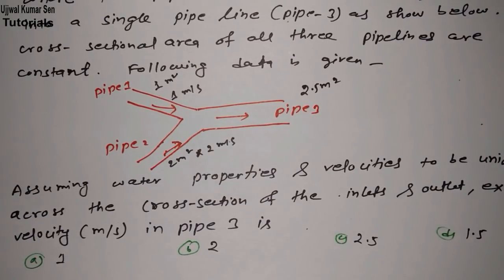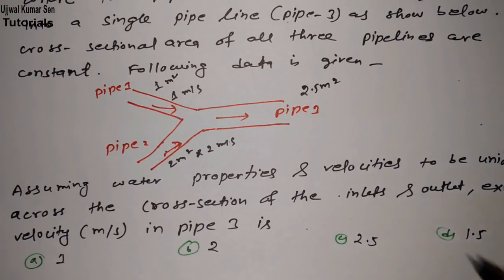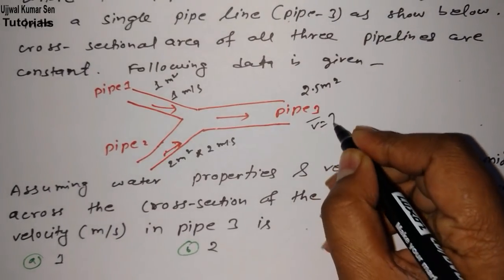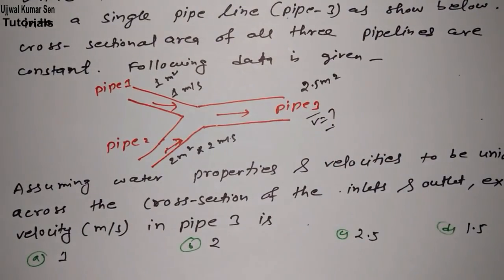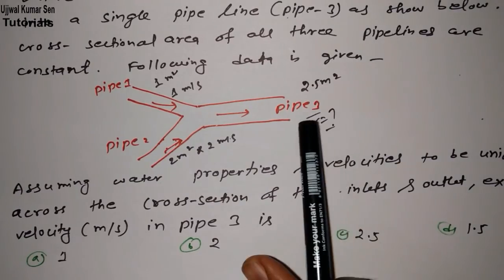Now what they said: assuming water properties and velocities to be uniform across the cross section of the inlets and outlet, what is the exit velocity in pipe 3? That means we have to find the velocity here, the velocity of the fluid flowing through it at the exit.